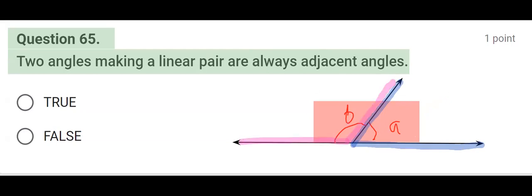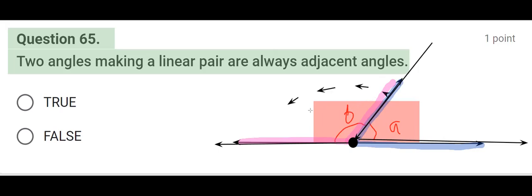For two angles to be adjacent, they must have a common vertex. Yes, there is a common vertex here. You can see I'm highlighting this. This is a common vertex, and there must be a common arm. Yes, we can see that this is a common arm. And the non-common arms, that means this one and this one, are on either side of the common arm. One is on this side, another is on this side. So all three conditions of adjacent angles are met. So two angles making a linear pair are always adjacent angles. Yes, this is a correct statement.